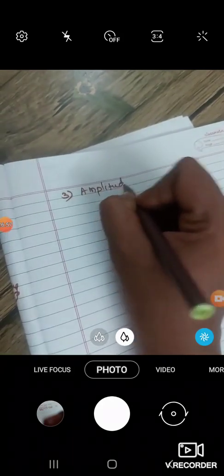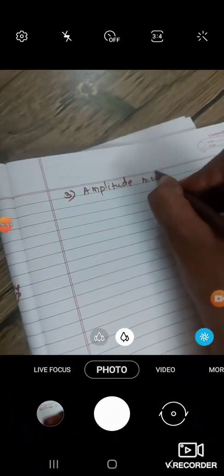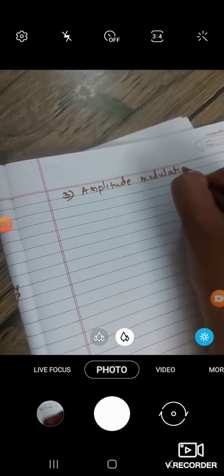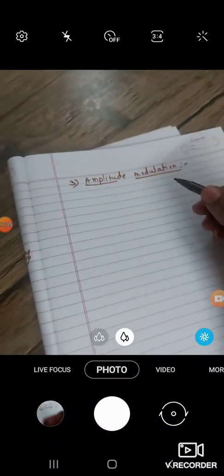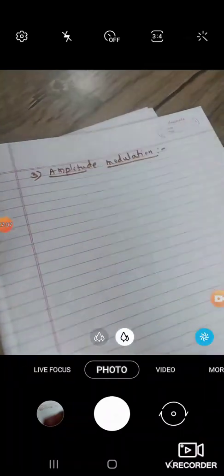Now, what is the third type of modulation? In basic analog modulations, that is very important, that is the amplitude modulation. So today at least we will understand the basic point, and in the next lecture we will study the three cases of the amplitude modulated signal.